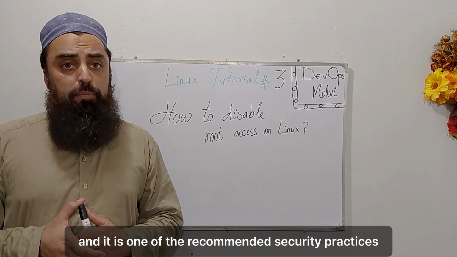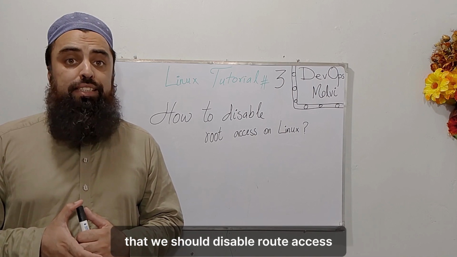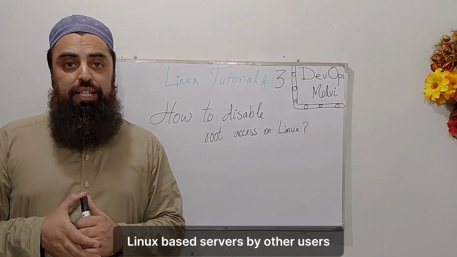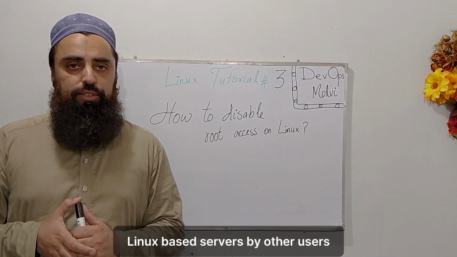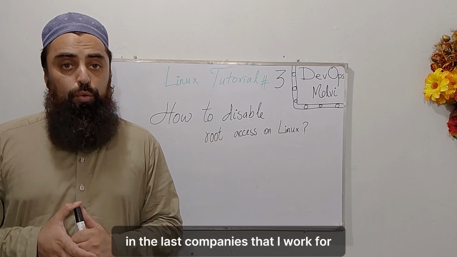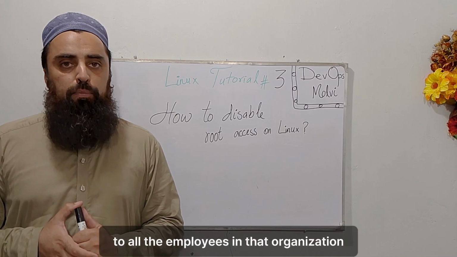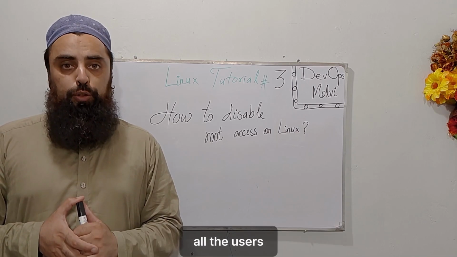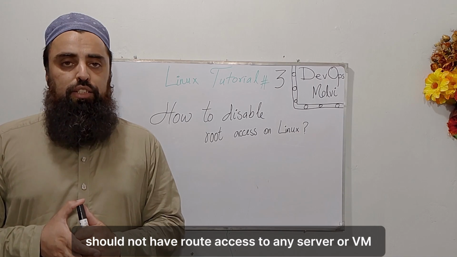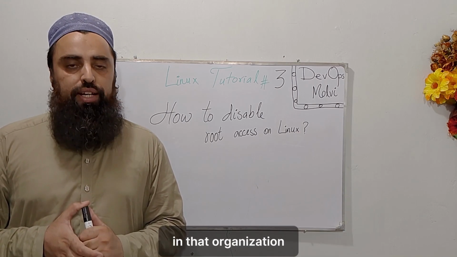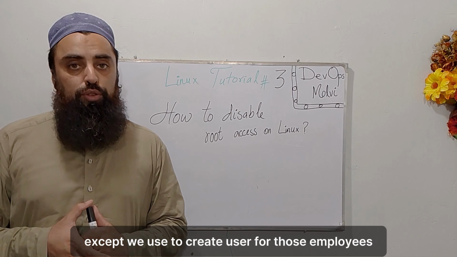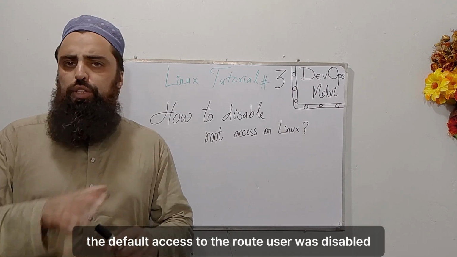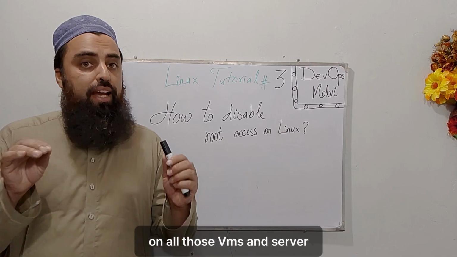And it is one of the recommended security practices that we should disable root access to prevent unauthorized access to our Linux-based servers by other users. In the last companies that I worked for, the root access was not shared to all the employees in that organization. What does this mean? That all the employees or all the users should not have root access to any server or VM in that organization, except we used to create users for those employees. And therefore, the default access to the root user was disabled on all those VMs and servers.